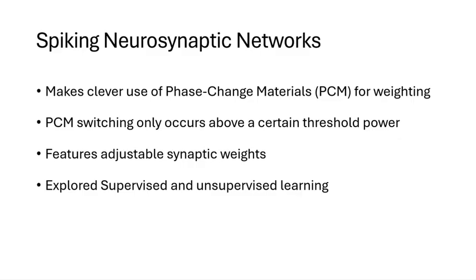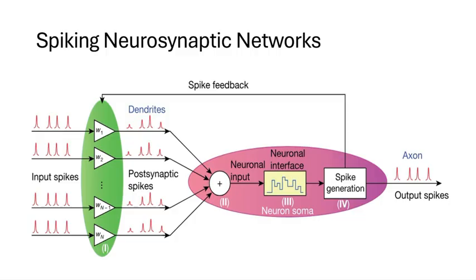This study also explored supervised and unsupervised learning. Supervised learning is achieved through adjusting the synaptic weights, while unsupervised learning is achieved through the use of predefined update rules, and all artificial neurons need to be recrystallized after each spiking event, which limits operation cycles. Here is a diagram of the neurosynaptic network. Input spikes are passed through a presynaptic input neuron where weights are assigned before being passed to the postsynaptic output neuron, which delivers the output.